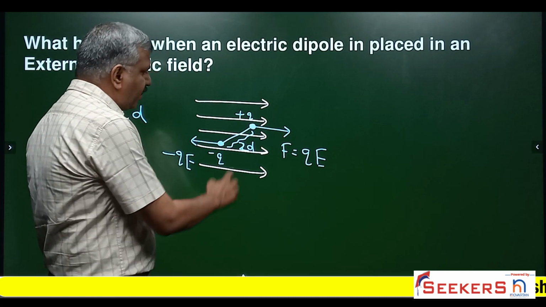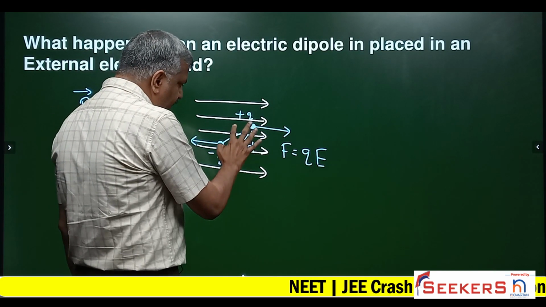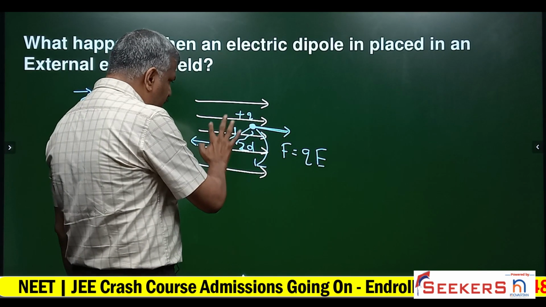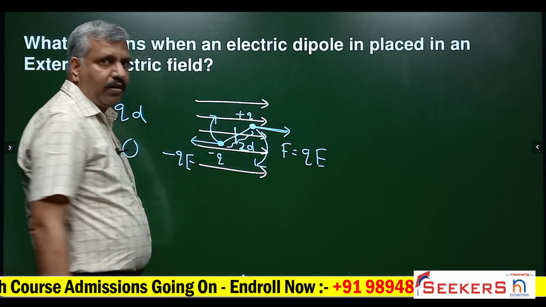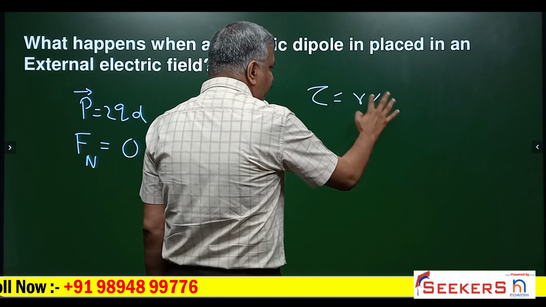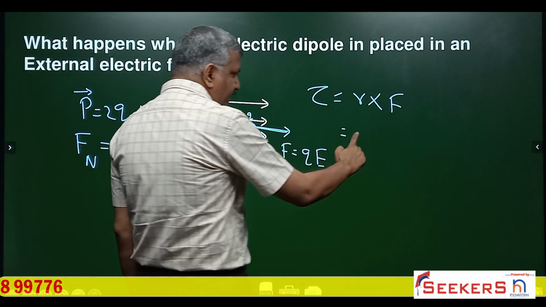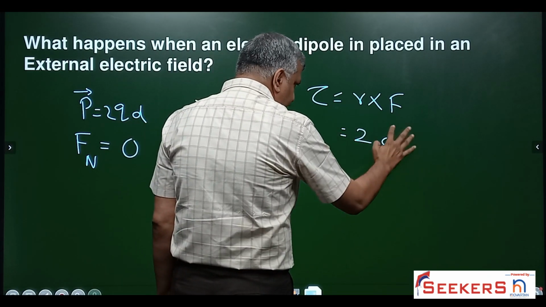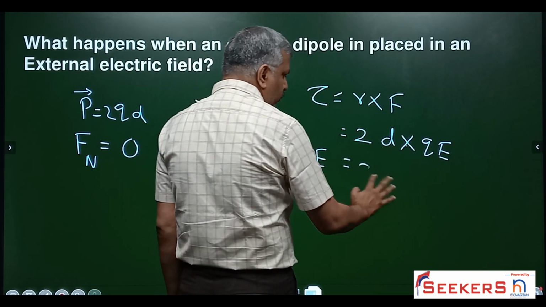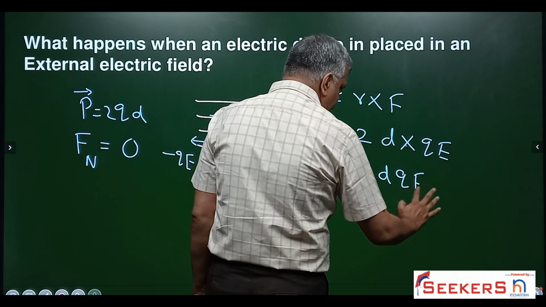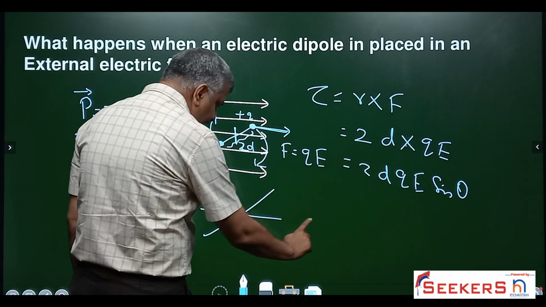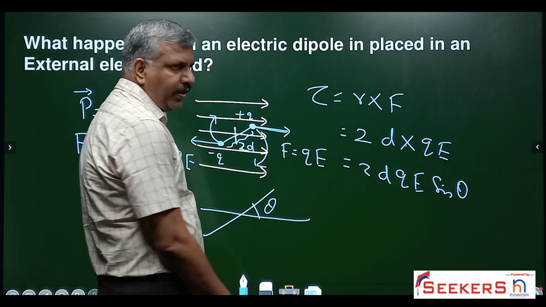But instead what happens is there is going to be a torque. If you look, if this is the center, this force is going to move it clockwise. This force is also going to move it clockwise. So there is a net torque which is acting on the dipole. And the torque is equal to r cross F. So from there I can say it is 2 times d into F. F is q into E, which I will change to 2 d q E sine theta, where theta is the angle. Suppose the dipole is this way and the electric field is this way, theta is the angle between the two.